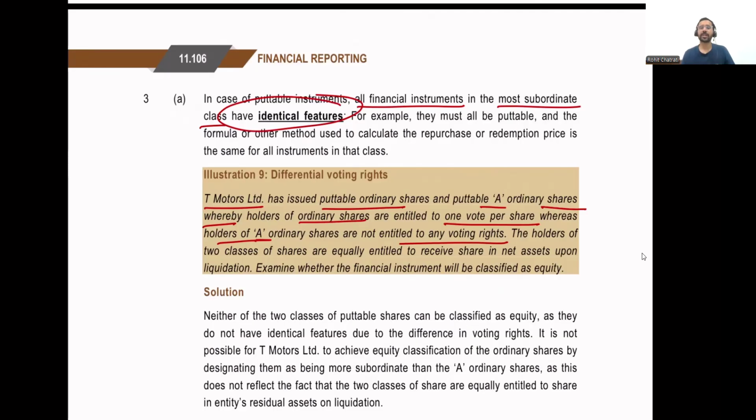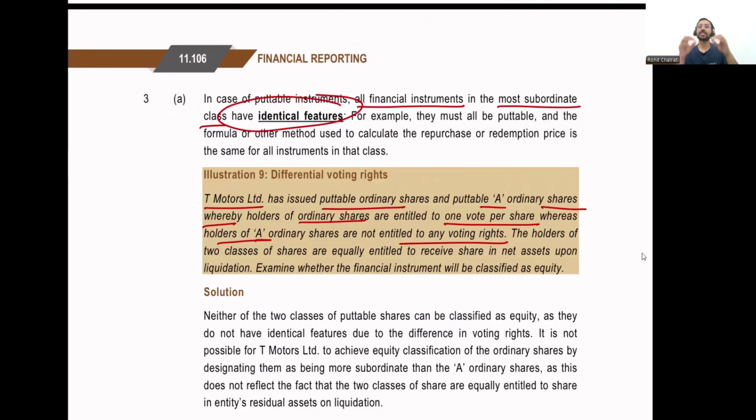So what T Limited has actually done is it has two classes of shares. One is the normal class of shares and the other is class A. Both of them are ordinary shares, meaning that both of them are equity shares, and both of them have a put option, which means both are puttable instruments. So they can be put back to the company at any point in time.